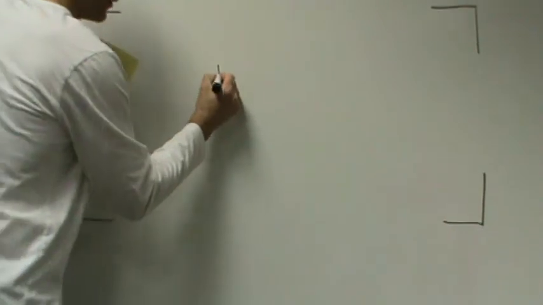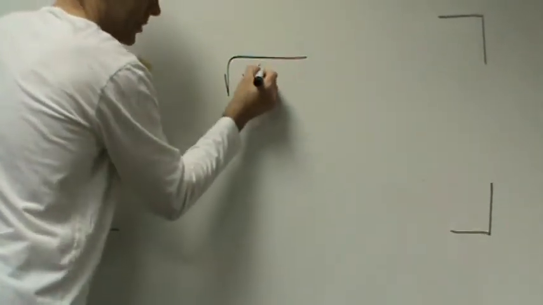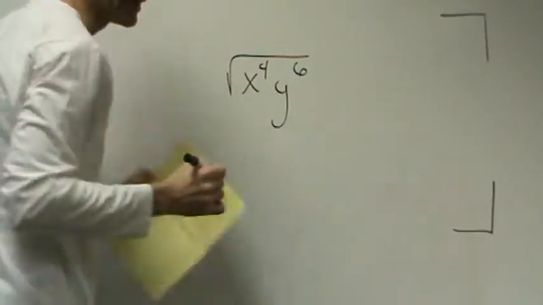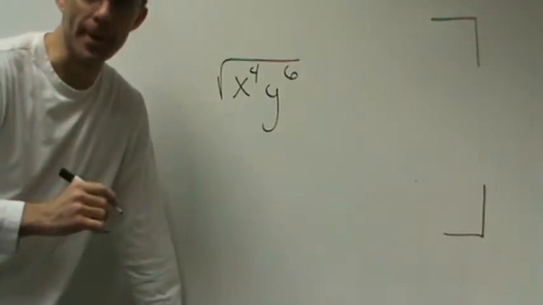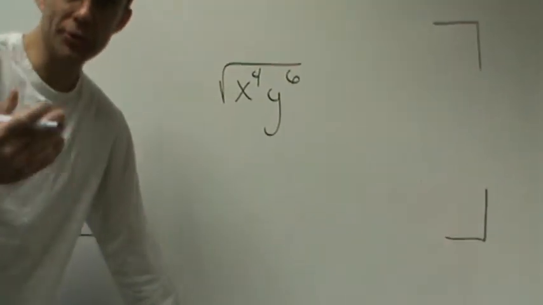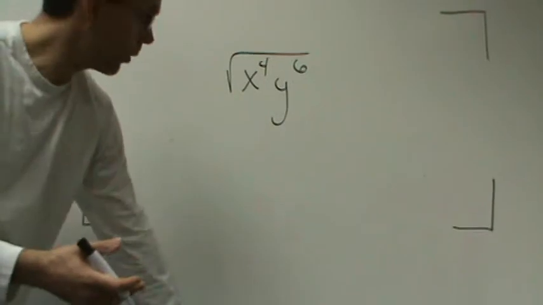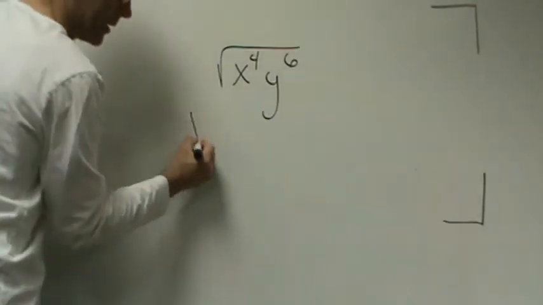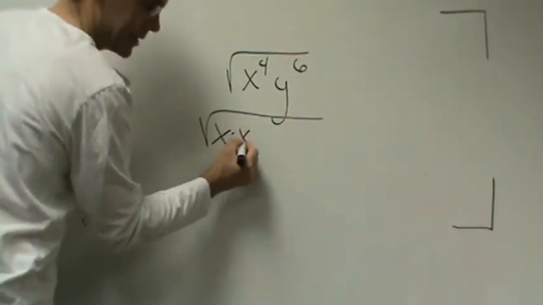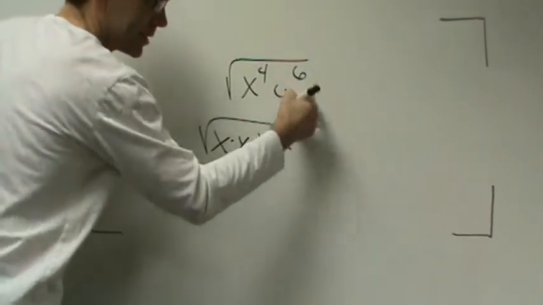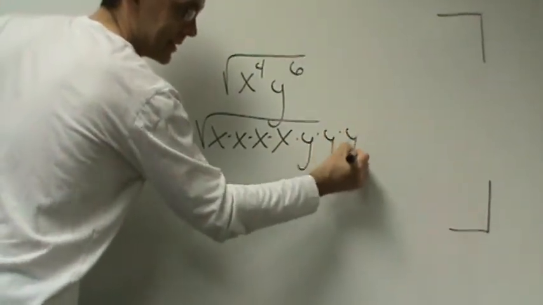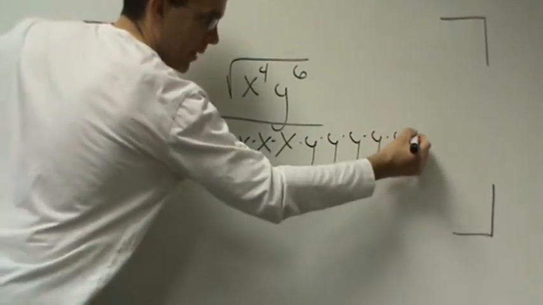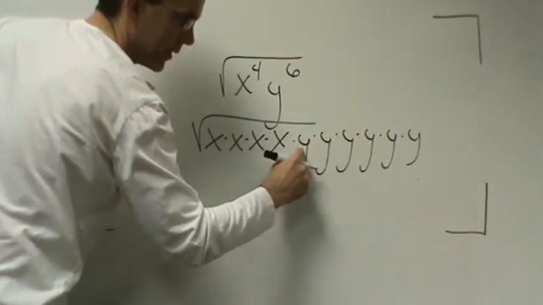So if I would say something like, what's the square root of x to the 4th, y to the 6th? Let's throw variables in there. Well, there's a long way and there's a short way. The long way is to say, hey, x to the 4th means what I really have is x times x times x times x, and y to the 6th is 6 y's multiplied together. 1, 2, 3, 4, 5, 6.